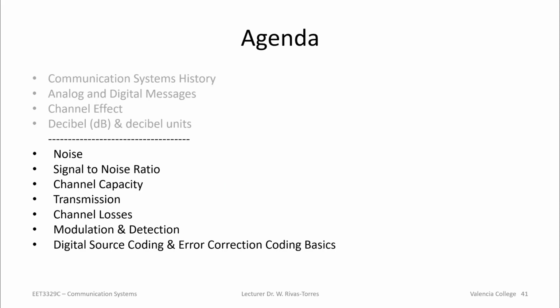As we discussed at the end of part 1 of this lecture, today we are going to cover noise, signal to noise ratio. We'll talk about the channel capacity. What is it that we mean by transmission and channel losses? Modulation and detection, and we'll wrap things up with digital source coding and error correction coding basics.